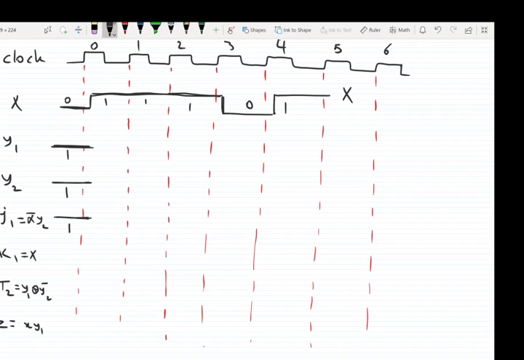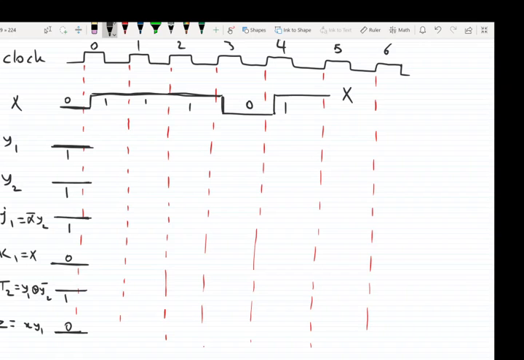What about K1? K1 is equal to X, which is equal to 0. What about T2? T2 is Y1 XOR Y2 bar. Y1 is 1, Y2 bar is 0, so T2 also is equal to 1. What about Z? Z is X Y1. X is 0, Y1 is 1, so it's 0.